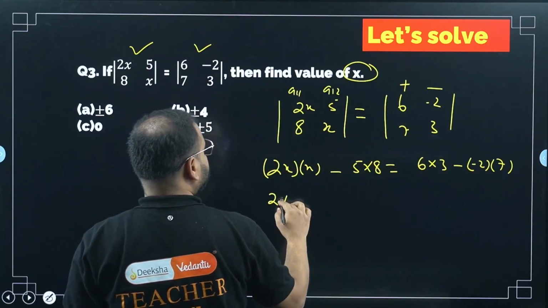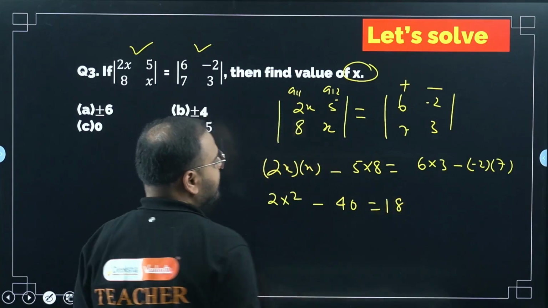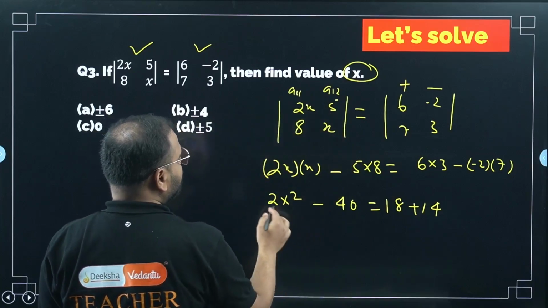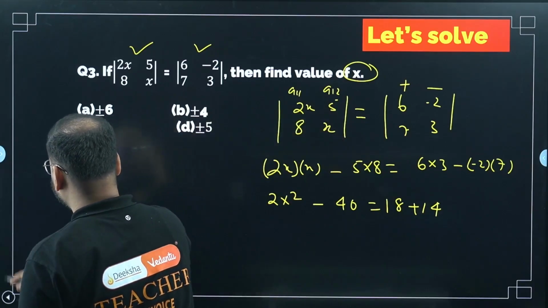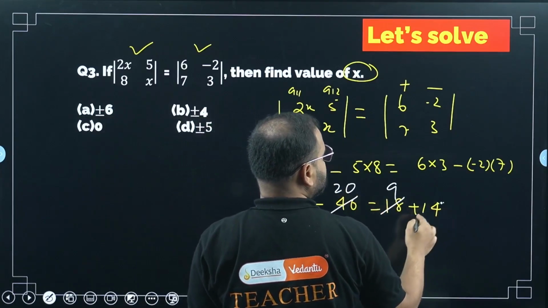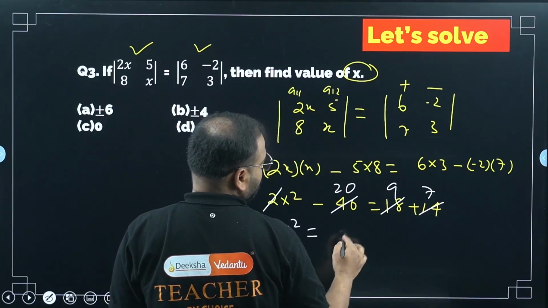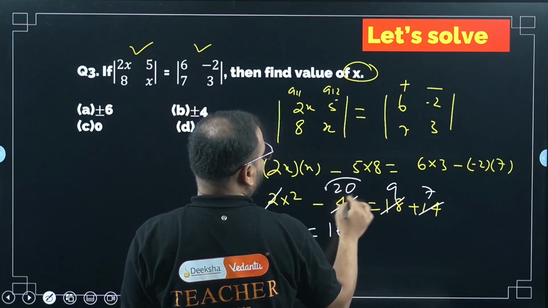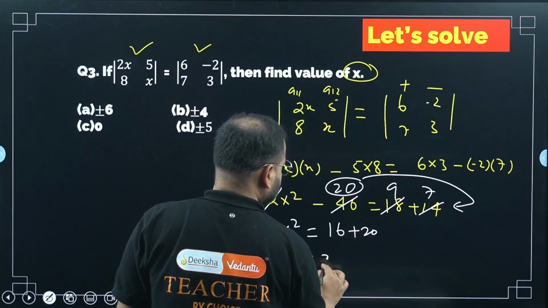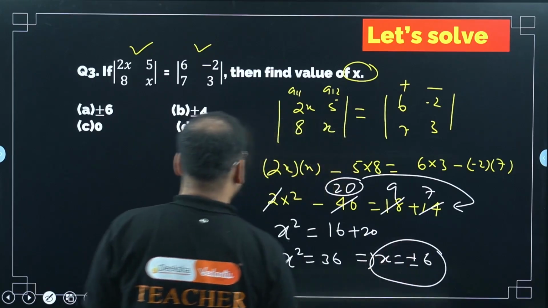So this becomes 2x square. This is minus 40. This is 18, 6 times 3 is 18. And this is plus 14. I can divide everything by 2, so I can cancel this 2. This as 20, this as 9, and this as 7. What do I have now? x square equals to 9 plus 7 is 16. This 20 will go on that side and become plus 20. What I get? x square equals to 36. What I get? x equals to plus minus 6.